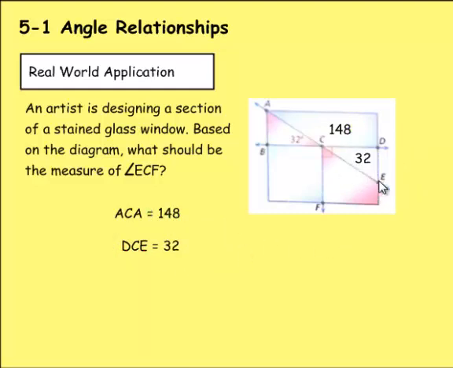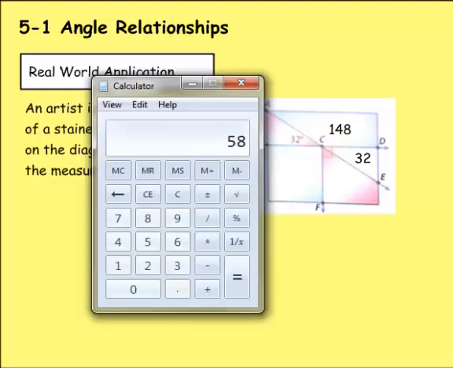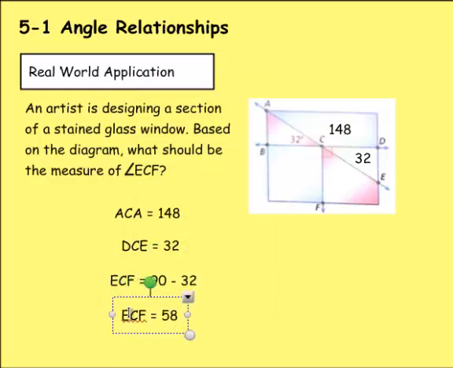Now that I've worked my way around, I could solve ECF. I see that DCF forms a right angle. See that box right here? So that means that DCF is 90 degrees, and part of that already by DCE is 32. These are complementary angles. So I know that ECF would be 90 degrees minus this 32 degrees that DCE is. So we'll say ECF equals 90 degrees, which is this 90-degree angle here, minus 32 degrees. 90 minus 32 would be 58. So ECF equals 58 degrees.